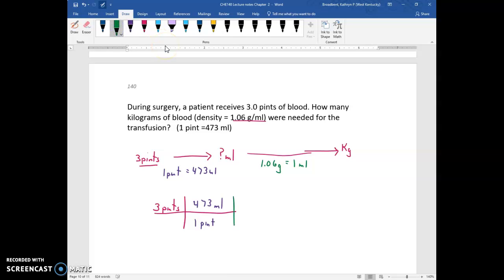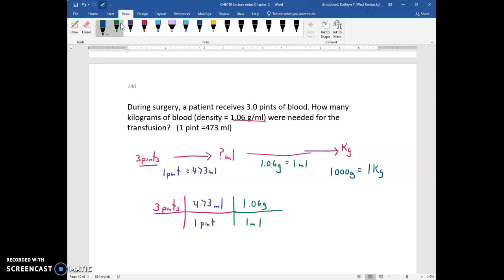Now we're going to use our second conversion, and we're going to want grams in the top. Actually, we're going to have another conversion. I left it out. 1.06 grams over 1 milliliter. Okay, so we're not there yet. We have gotten ourselves into grams, but not yet into kilograms. So we have yet another conversion to do. We know that 1,000 grams is equal to 1 kilogram.